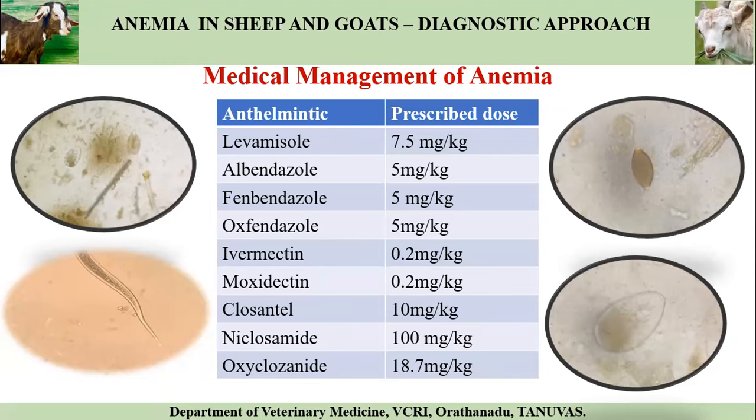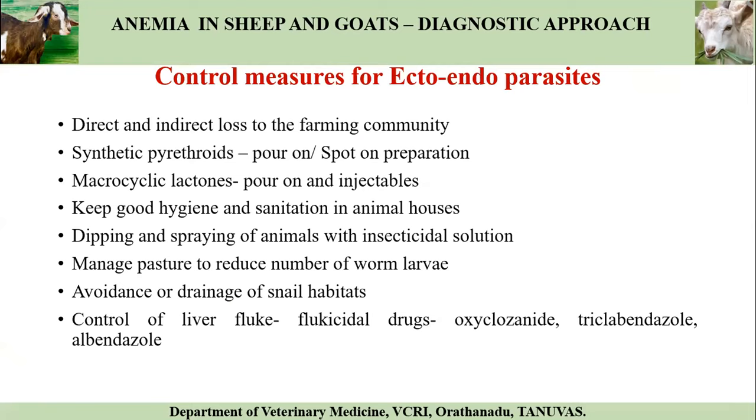What steps can we take to control ectoparasites and endoparasites? They cause direct and indirect losses to the farming community, especially for small ruminants. So you can use synthetic pyrethroids, amitraz preparations, or macrocyclic lactones injectable solutions. Then you have to maintain good hygiene and sanitation in the animal houses. If you are handling a group of animals, dipping and spraying of animals with insecticide solution at intervals is needed.